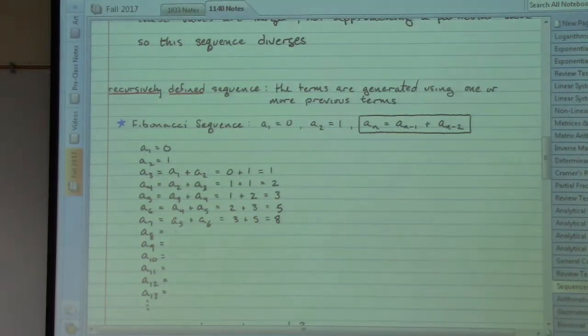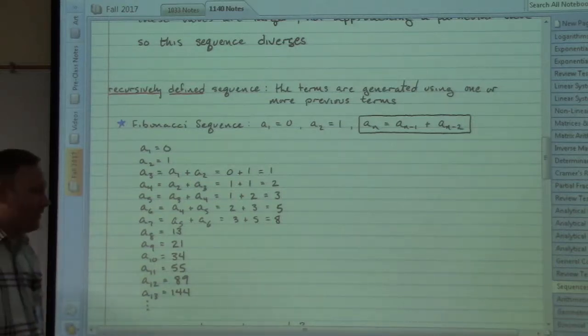And so on. So 8 plus 5 is 13. 13 plus 8 is 21. 13 plus 21 is 34. 21 plus 34 is 55. 55 plus 34 is 89. 89 plus 55 is 144. And again, we could continue with that pattern.